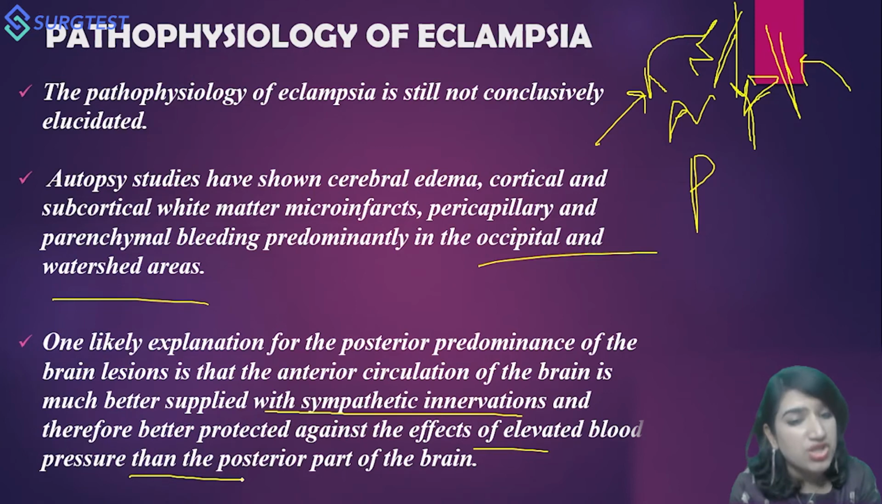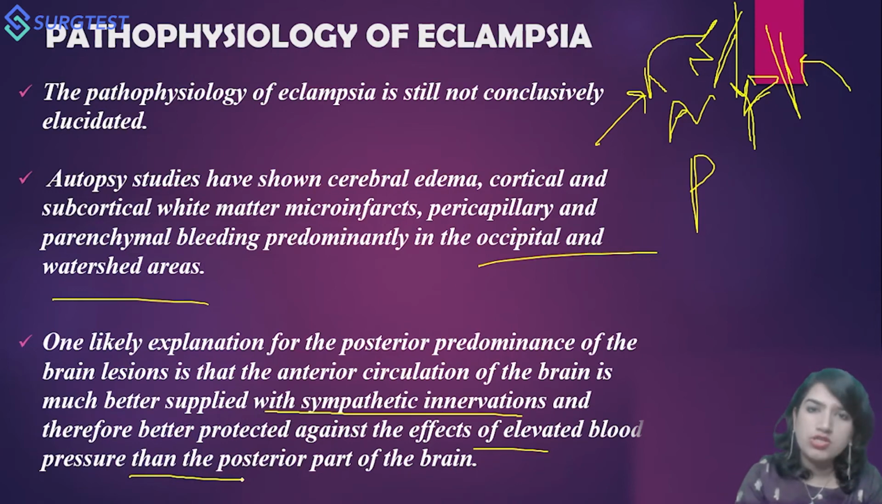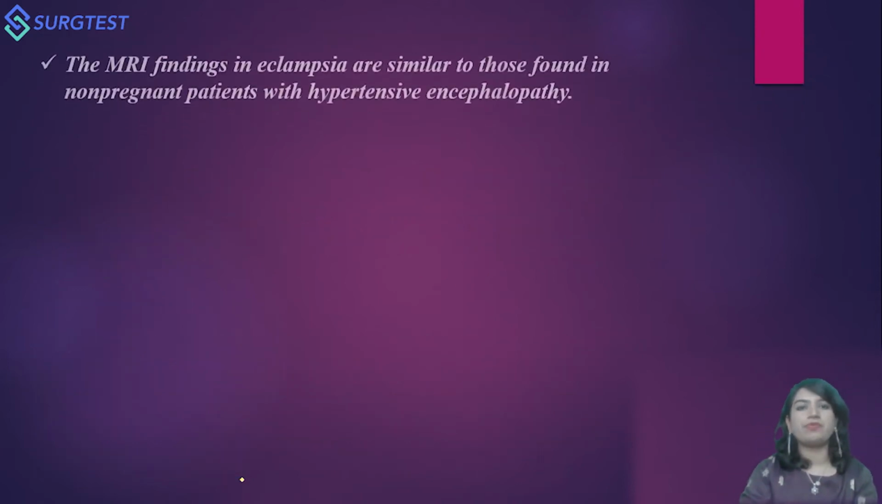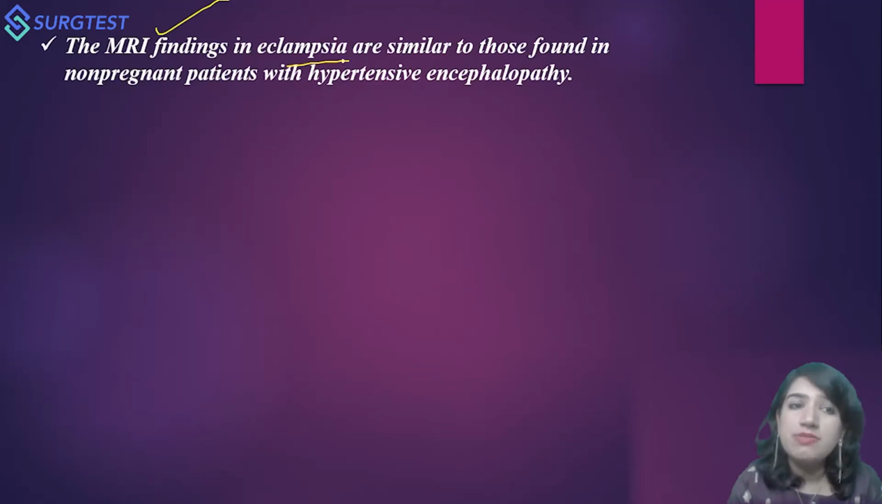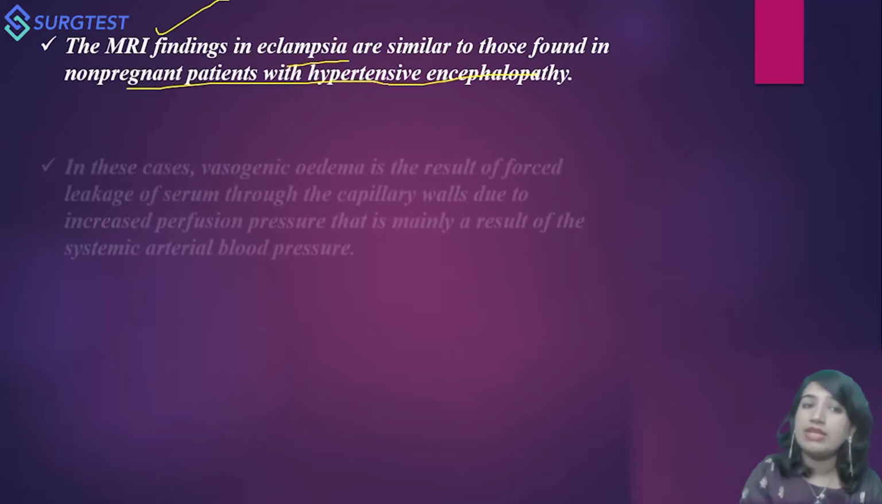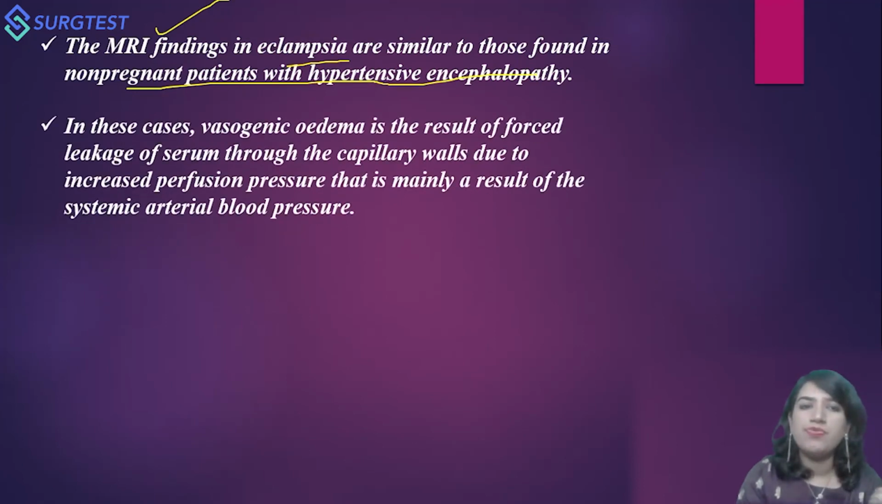It is not able to adjust to rising blood pressure, and therefore the occipital lobes are at a higher risk of damage as compared to the frontal or parietal lobes. Okay. This was about the pathophysiology. Now, we also know that the MRI findings in eclampsia are similar to those found in non-pregnant patients with hypertensive encephalopathy. So, we know that this pathology is similar to that of hypertensive encephalopathy.